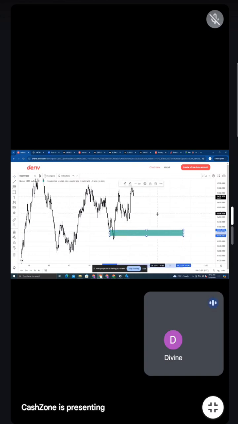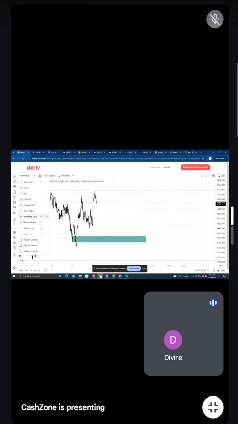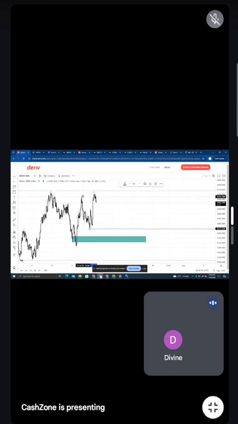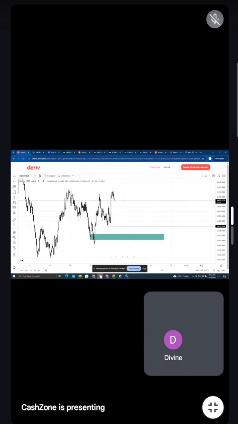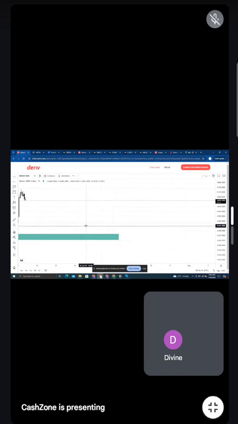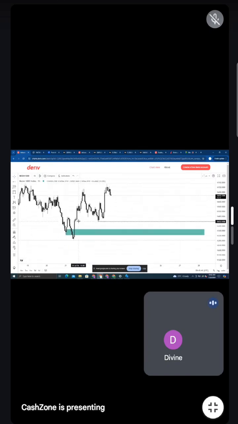I'm just showing this for educational purposes, right? This thing here, this would have been our structural liquidity. So it led to the second breaker structure. But as you can see, this thing now is very far from this zone. So there's a 60 or 70% chance that this is not going to play out.